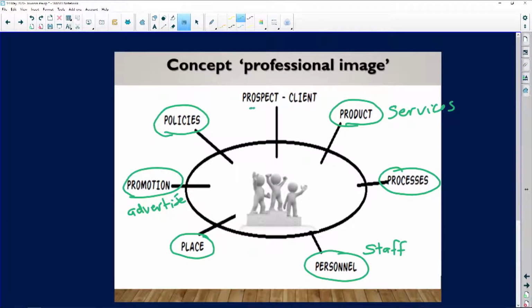All right, the last one there is the prospect of the client. All right, our clients are our most important element. So with clients, when it comes to professional image, you can do anything in the world to make them see a certain picture of your company, but they will eventually determine for themselves how they perceive you. So that's what professional image is all about.